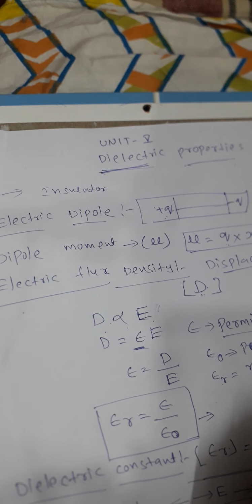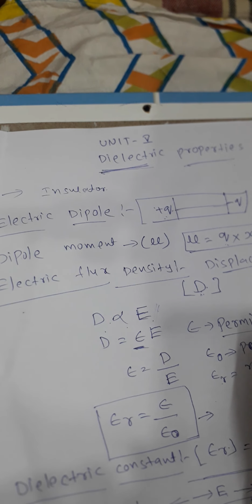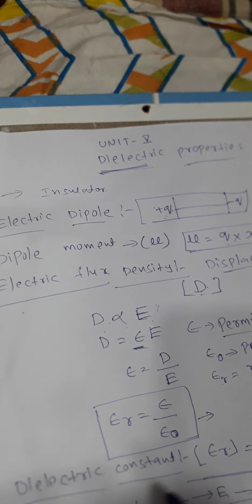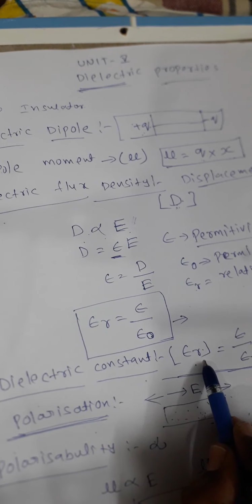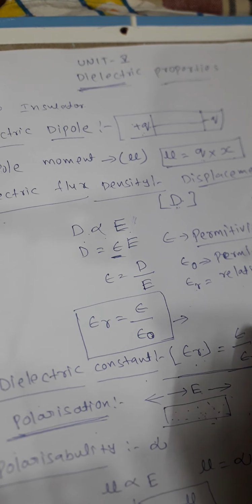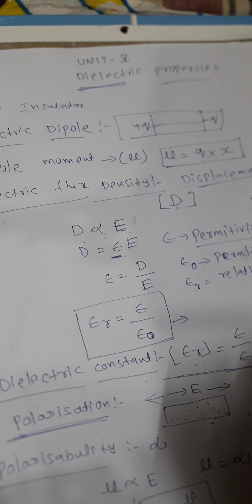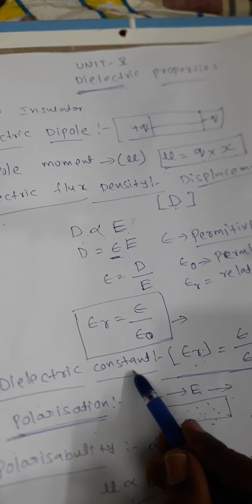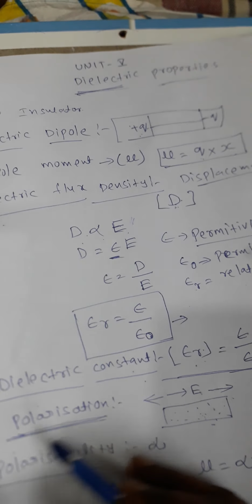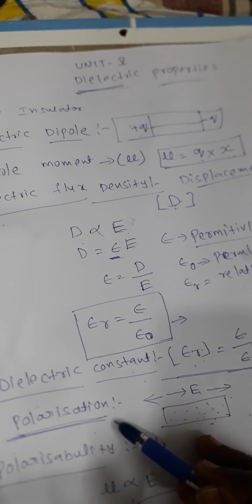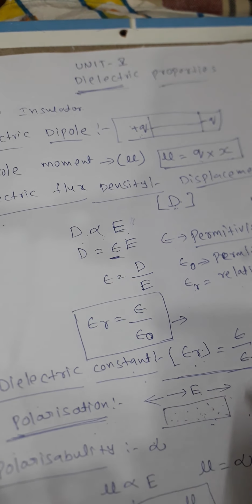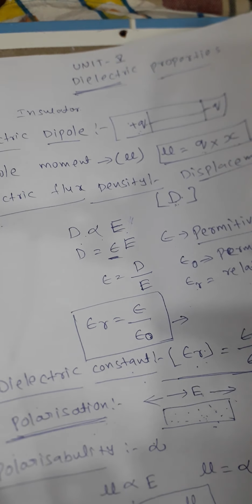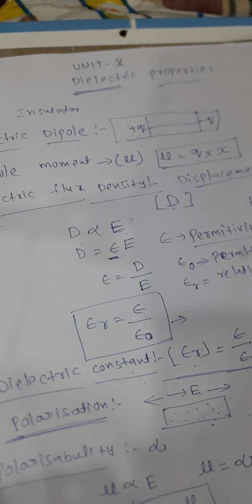Next, epsilon r is the relative permittivity. The dielectric constant is also known as relative permittivity epsilon r, the ratio of the permittivity of the medium to the permittivity of free space. Another definition is polarization. Polarization means the process of producing dipoles. When the field is applied, dipoles are formed. This process is called polarization.